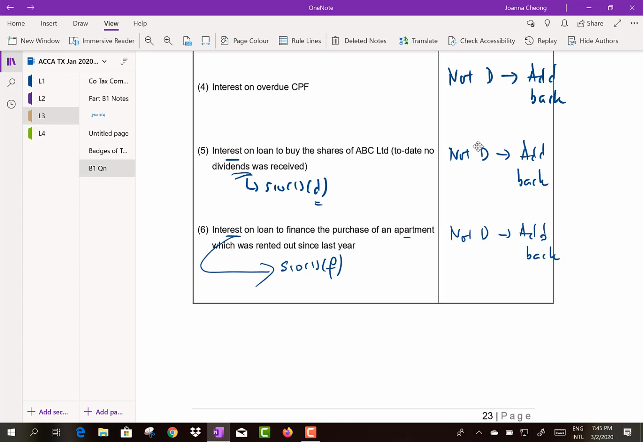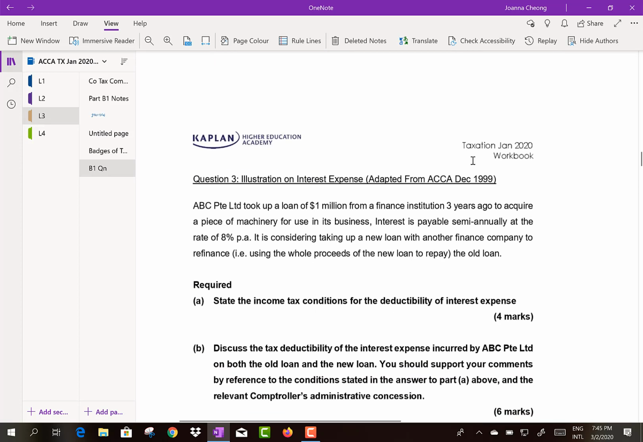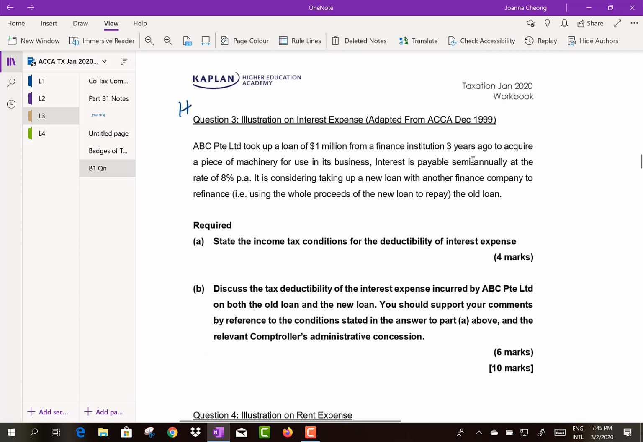Alright, by the way, question 3 can do as homework. Question 3, part A is to ask you about the 3 general deduction rules. Alright, what are the 3 general deduction rules? Firstly, expenses must be revenue in nature. Secondly, expenses must be incurred wholly and exclusively for the purpose of generating income. Thirdly, it must not be prohibited by section 15. Alright, if you can write it out and then give an example, then you can get the 4 marks.